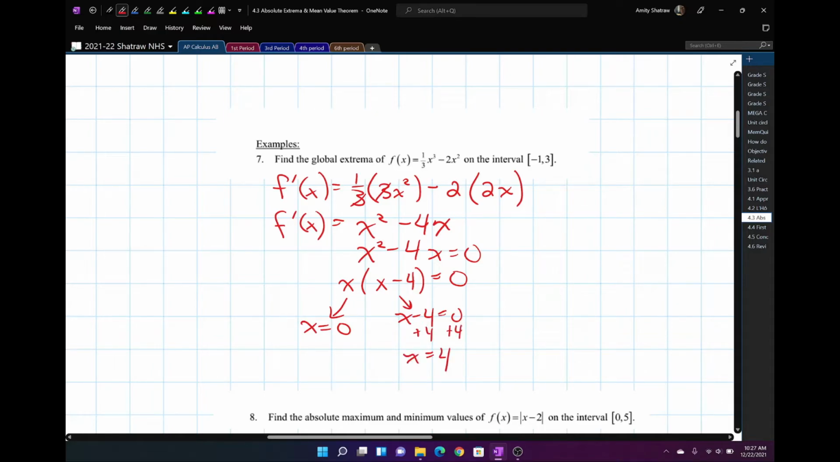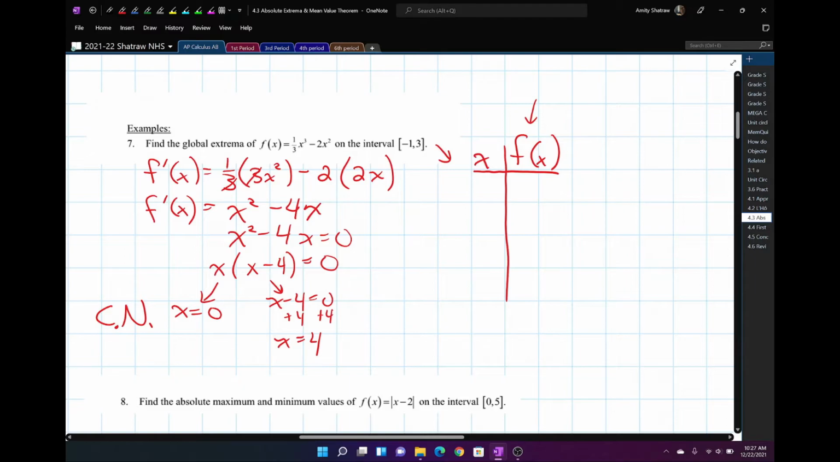I just found out that I have these two critical numbers, and it's a really good idea to label them as critical numbers. Those critical numbers are 0 and 4. I'm going to check my interval and make a table of values, x and f of x values, because I want to find my maxes and minimums in this column. That's where those minimums and maximums are going to appear.